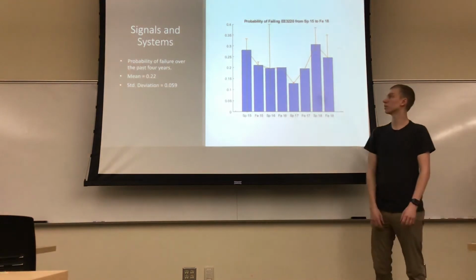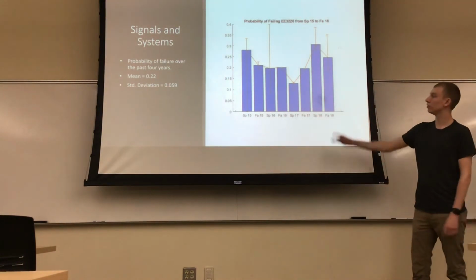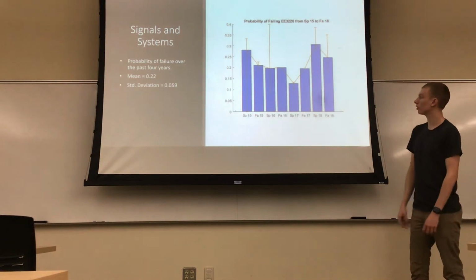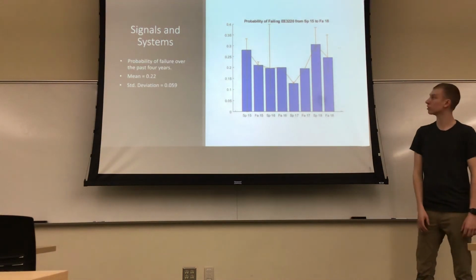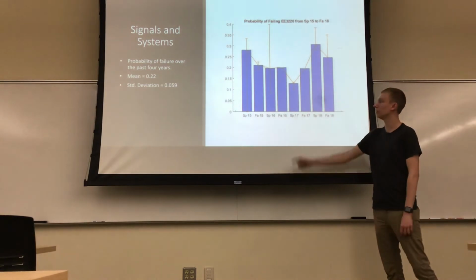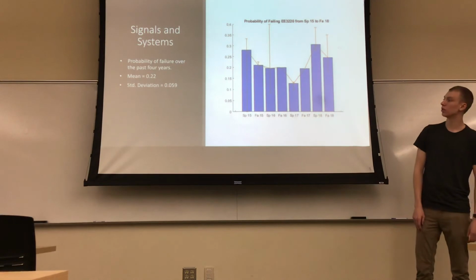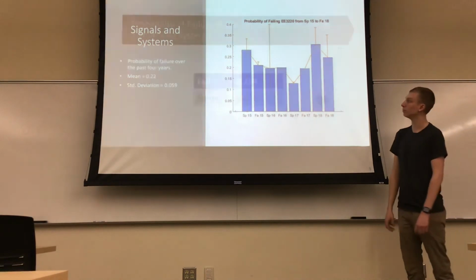Next up is signals and systems. As you can see by the bar graph from MATLAB, it kind of represents a parabolic curve. More recently, the failure rate has increased quite significantly since spring 17. The mean failure rate was 22% with a standard deviation of 5.9%.